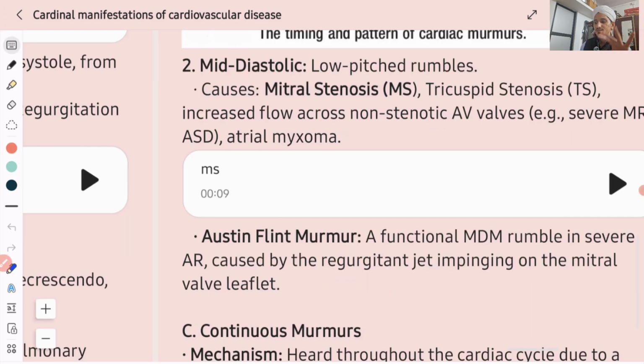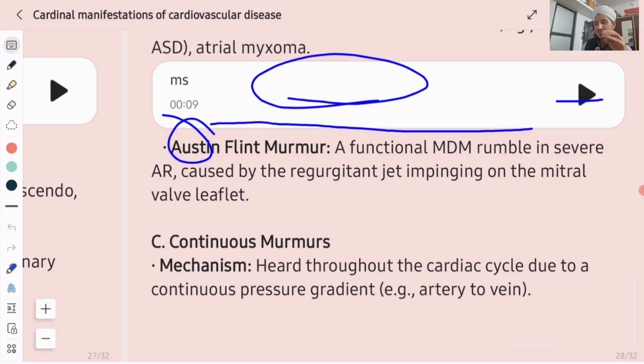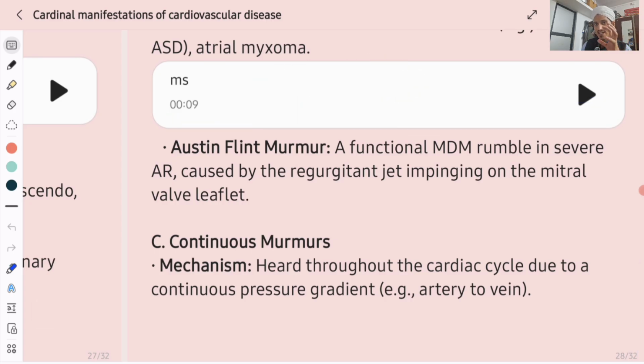So that's about the mid-diastolic murmur. Now coming to something called the Austin Flint murmur. You go and watch this murmur. This is not easy to explain. You need to see the anatomy. This is a functional mid-diastolic rumble in severe aortic regurgitation caused by the regurgitant jet impinging on the mitral anterior leaflet. So it is a murmur of aortic regurgitation, not mitral stenosis. But it is also a mid-diastolic murmur. So the differentiating point here is that the opening snap will be absent.